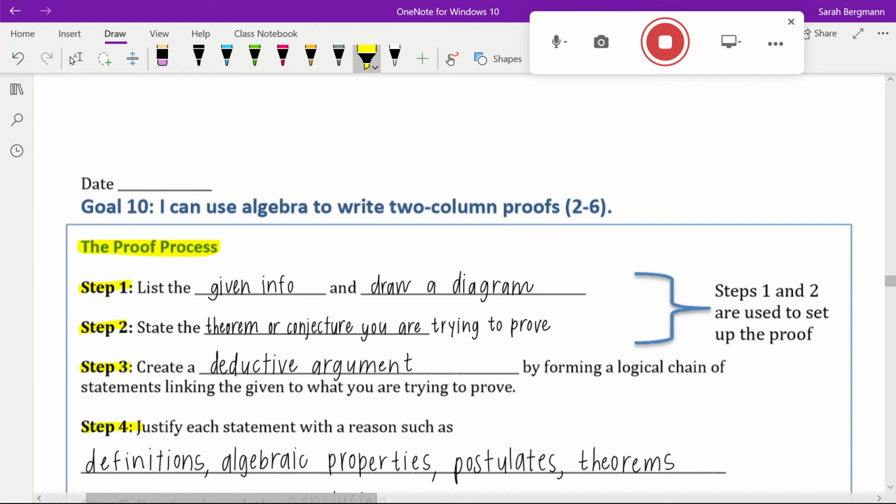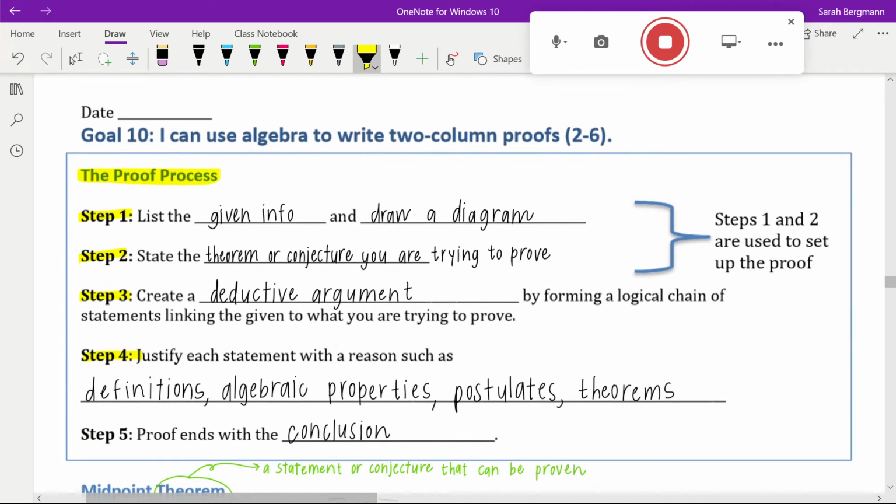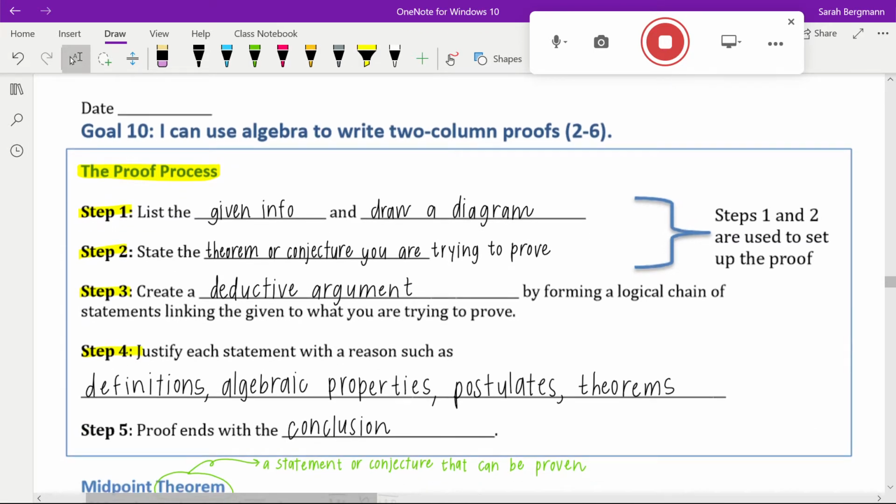Step 3 and 4 kind of go together. You're creating a deductive argument by forming a logical chain of statements linking the given to what you're trying to prove. And along with each statement, you have to use a definition, algebraic property, postulate, or theorem to justify each statement. Finally, step 5, the proof ends with a conclusion. This is ending with what you stated in step 2.